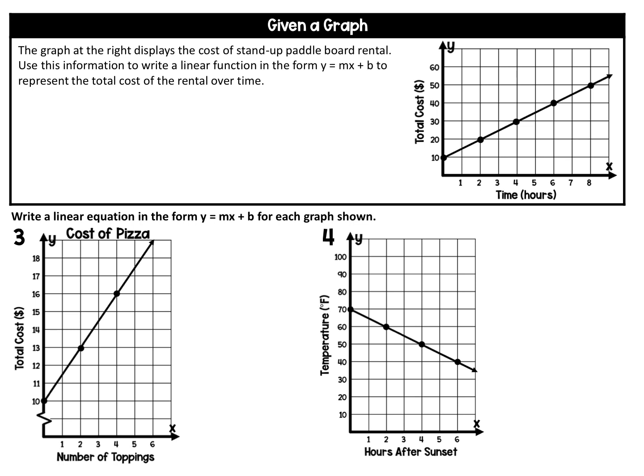Let's try an example. The graph at the right displays the cost of stand-up paddleboard rental. Use this information to write a linear function in the form y equals mx plus b to represent the total cost of the rental over time. Since our line crosses the y-axis at the point (0, 10), 10 is our b value. To get from (0, 10) to the next point, (2, 20), we will rise 10 and run 2. So rise over run, 10 divided by 2, is 5. So our slope is 5. This makes our equation y equals 5x plus 10.